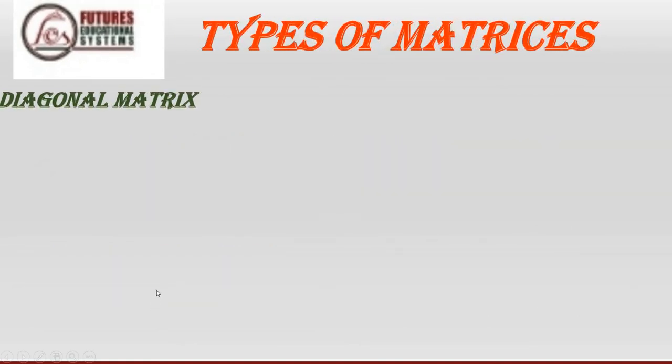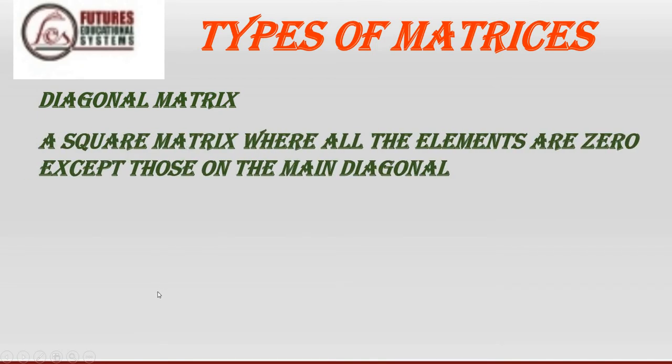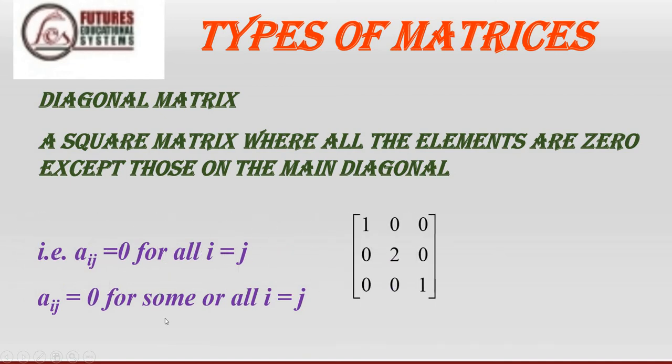Another type of matrices, diagonal matrix. A diagonal matrix is a square matrix where all the elements are 0 except the main diagonal. The main diagonal here is 1, 2, 1. It is a square matrix with all elements zero except those on the main diagonal.